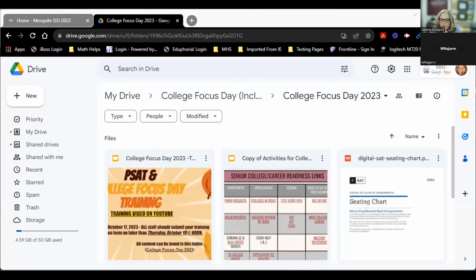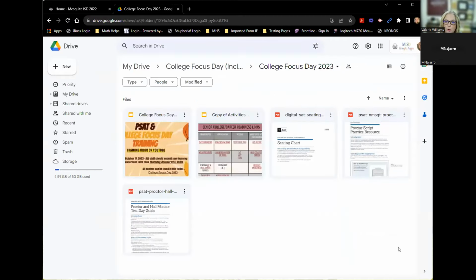Before we even begin, you are going to have access to a folder called College Focus Day 2023. I have mine open right now. There's already a lot of content poured into this folder, and it is crucial for us to get through October 26th together.